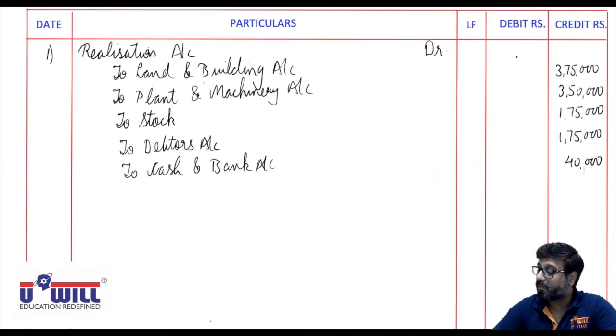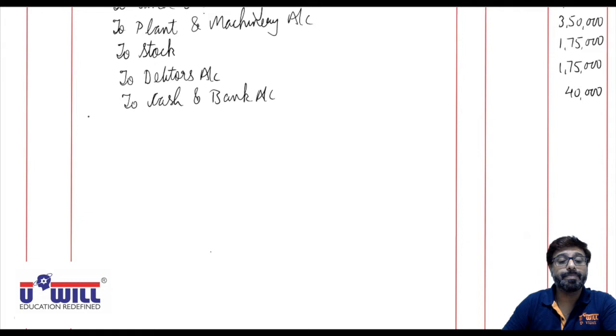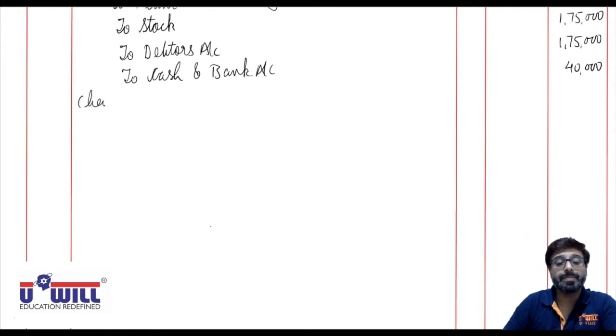Okay, all assets are done. We'll have to do the total. We cannot take it from the balance sheet because the P&L was also there. 3,75,000 plus 3,50,000 plus 1,75,000 plus 1,75,000 plus 40,000 is 11,15,000, being assets transferred to realization account.